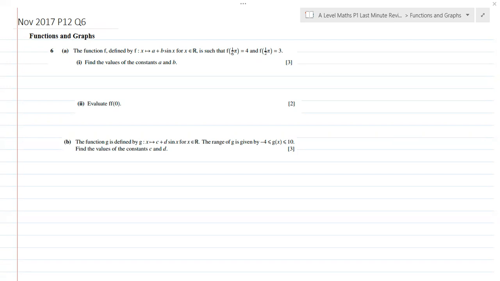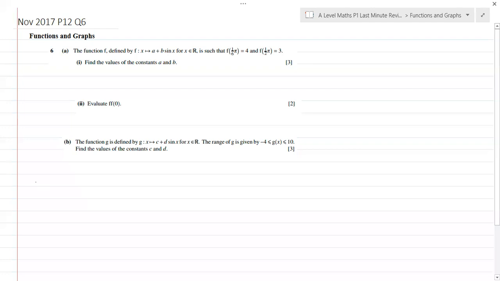Okay, so now we're going to continue with this. Let me just fix this. Okay, sorry. So this is question number 6. This is where the values of A and B are missing, and the x value and the output are given. We have to work out the values of A and B.